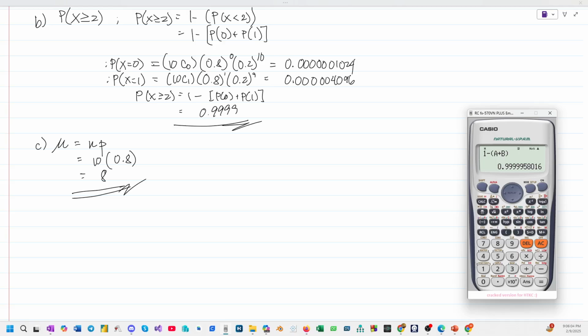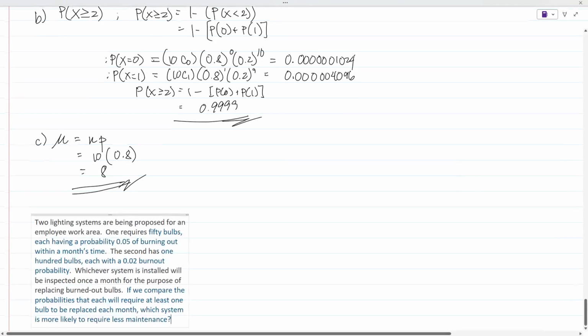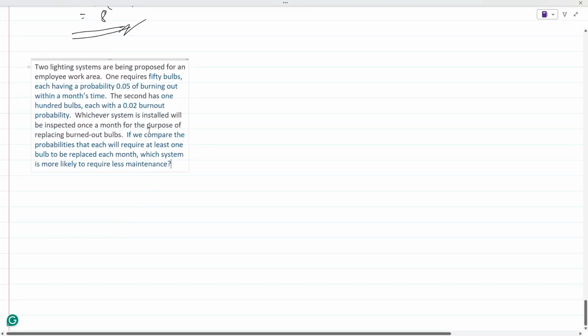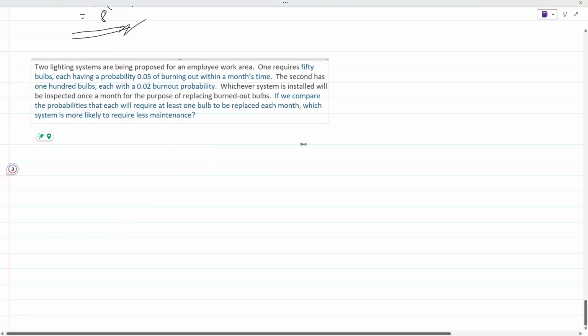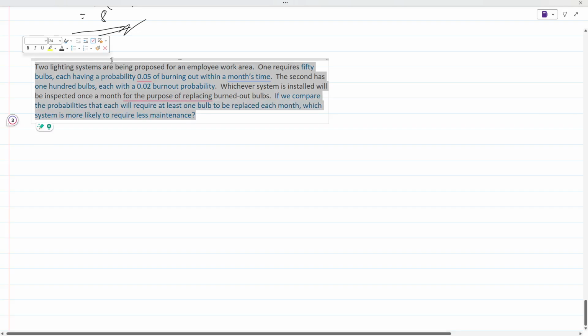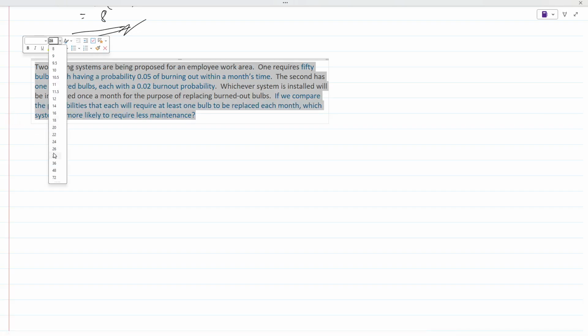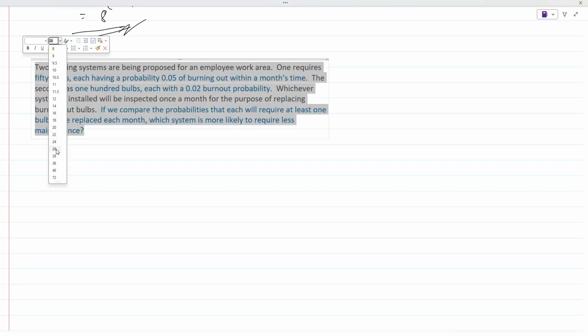Okay, now, let's have another example siguro. One last na. Ito is a light bulb. Para matutunan natin analyze itong light bulb. Yung example sa slide. Two lighting systems are being proposed. Para pwede nyo siyang i-solve. Mas matututunan nyo siya i-analyze.